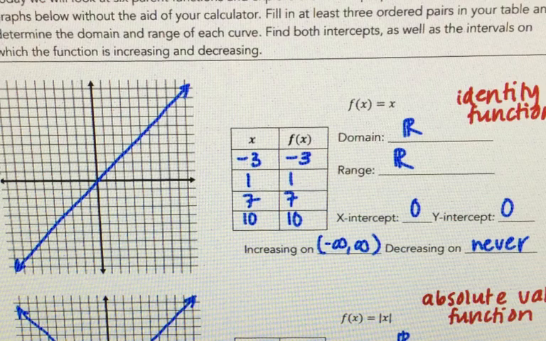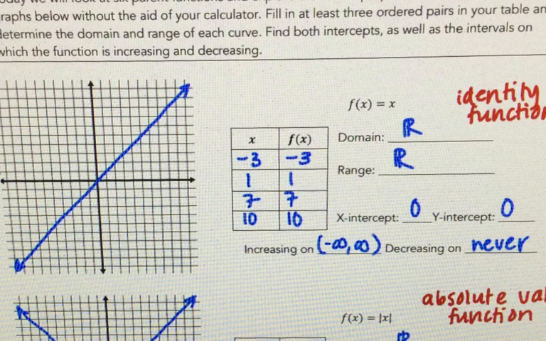So as I happen upon this graph from left to right, it's always going up. As my x's increase, the y's always increase. So that means it's increasing everywhere. So that's increasing on the interval from negative infinity to positive infinity. It's never decreasing. The name of this is the identity function. So you might want to write that down. y equals x is the identity function.